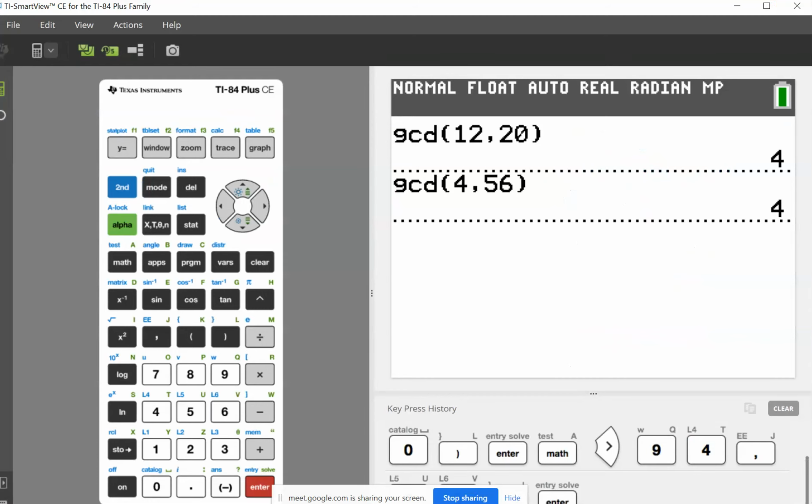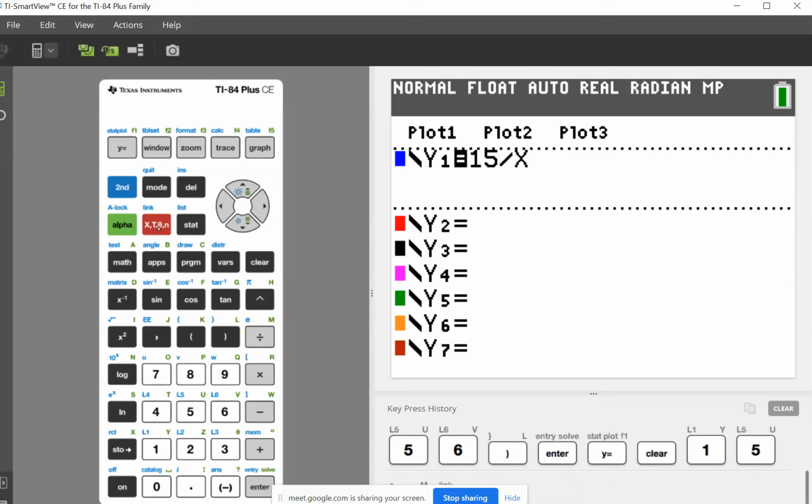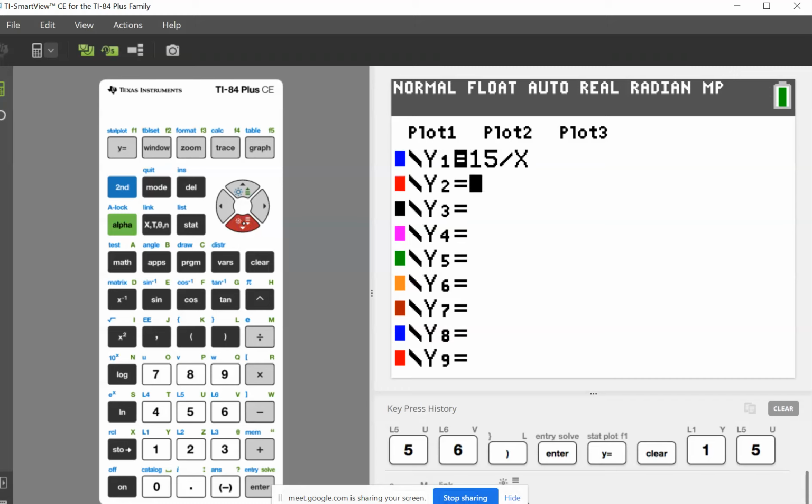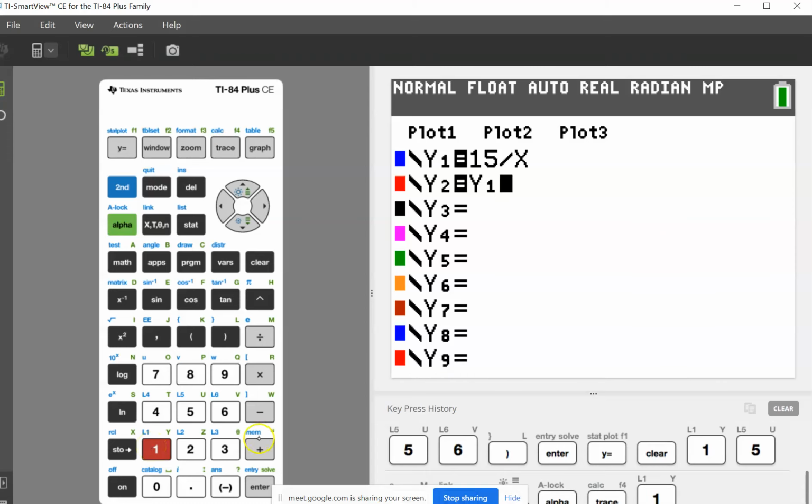So let's go to our calculator, go to y equals. I have 15 divided by x. On the second row, I need to make it y1 plus x. There's 2 ways to get it. Vars, arrow, enter is one way to get y1. Another way is to use alpha, press trace, choose number 1. It makes the y1 appear, and then plus x.